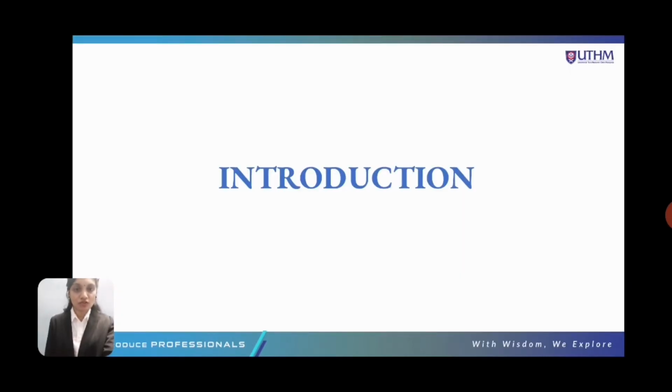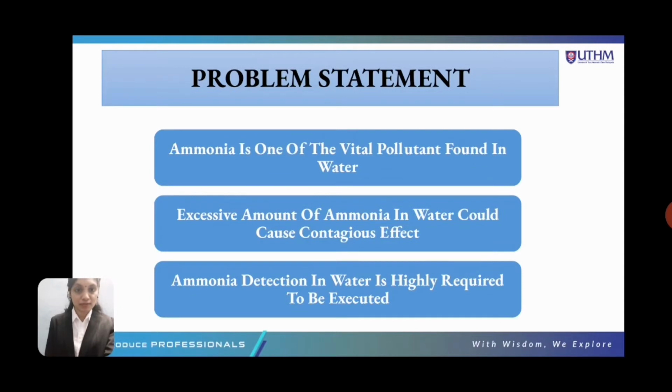Water has been one of the vital basic needs for humans, animals and plants. Consumption of quality water is always important in order to maintain a quality life. The problem statement of my project is that ammonia is one of the vital pollutants found in water. Excessive amounts of ammonia in water could cause contagious effects, such as shortness of breath or even lead towards death. Ammonia detection in water is highly required to be executed.